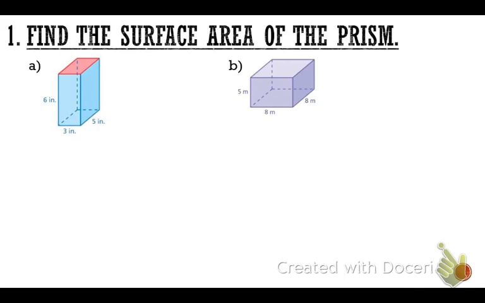So let's go ahead and get into the first problem. It says to find the surface area of the prism. So we can obviously see here that this is a rectangle. The first thing that we want to do is to identify which pieces are the length, the width, and the height.